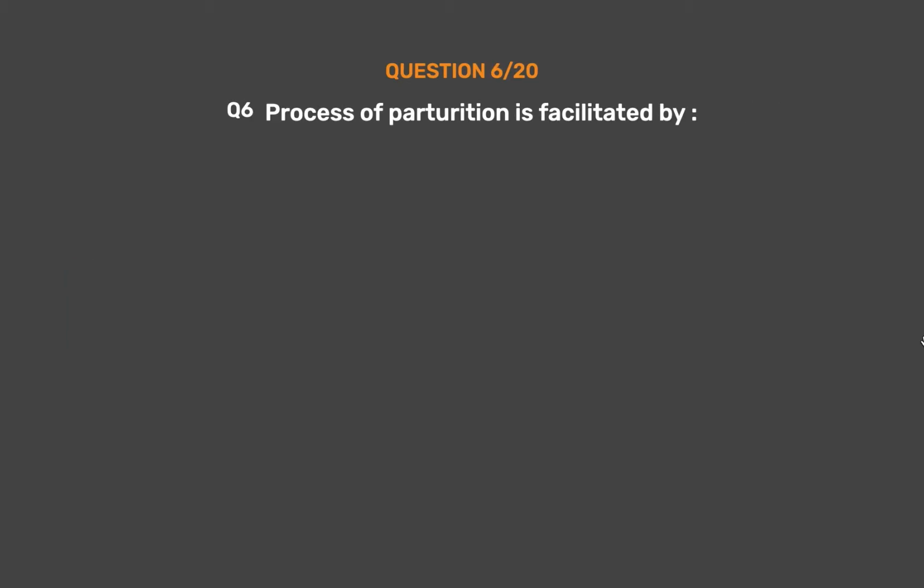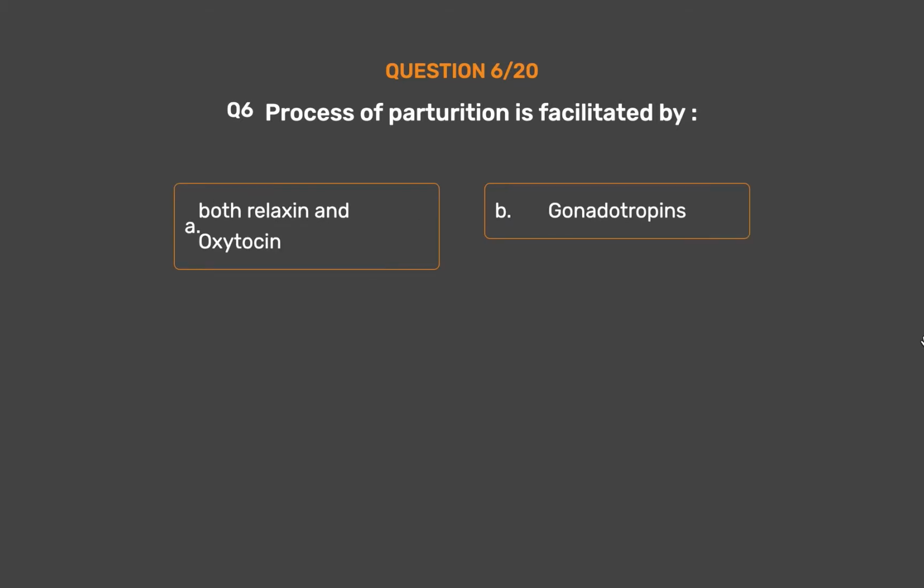Question number 6. Process of parturition is facilitated by: Option A. Both relaxin and oxytocin. Option B. Gonadotropins. Option C. Relaxin. Option D. Oxytocin.